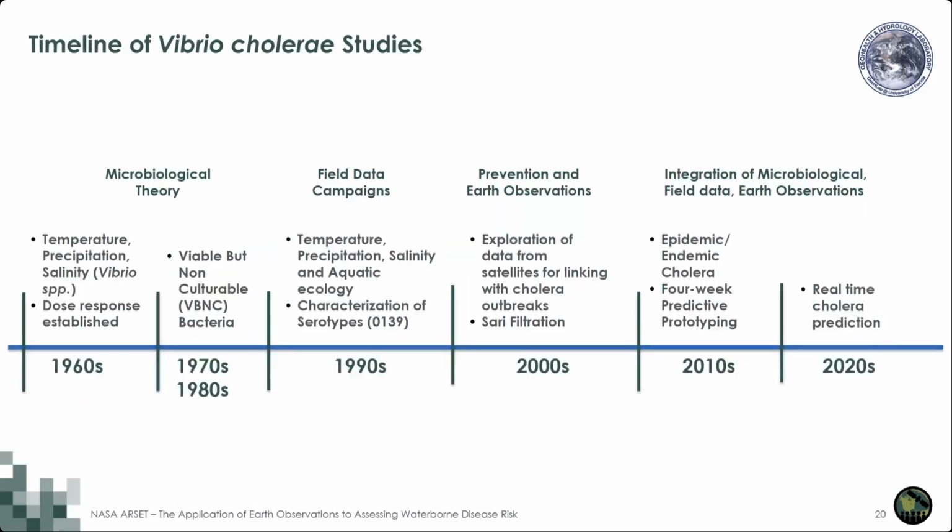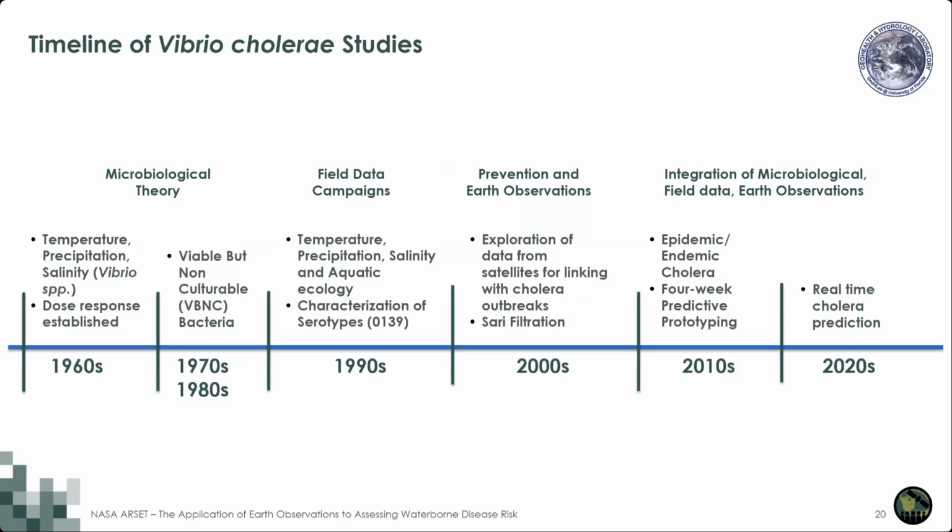So the timeline for Vibrio cholerae and cholera research really spans back over 60 years, ever since the first microbiological studies were being done on the presence of Vibrio species and the associated environmental parameters. Things like temperature, precipitation, and salinity were some of the first things to be studied, establishing the microbiological principles of where it is found and where it is not found.